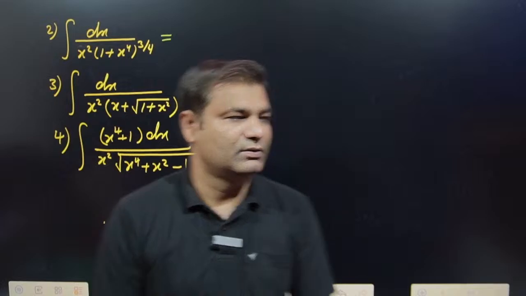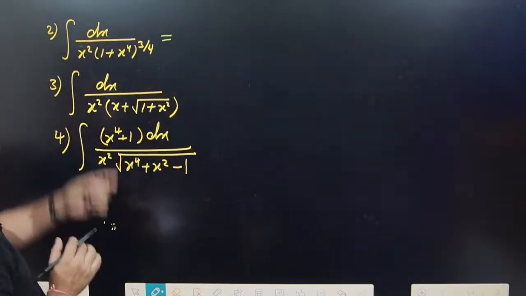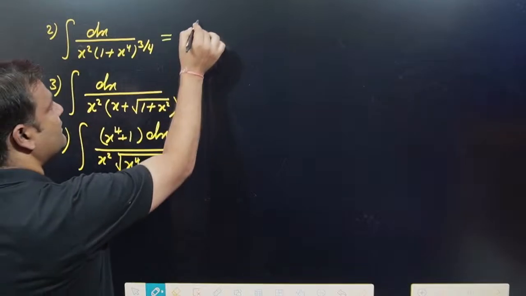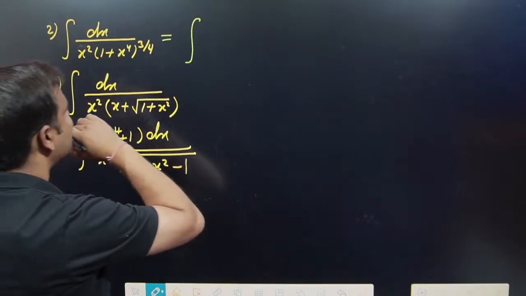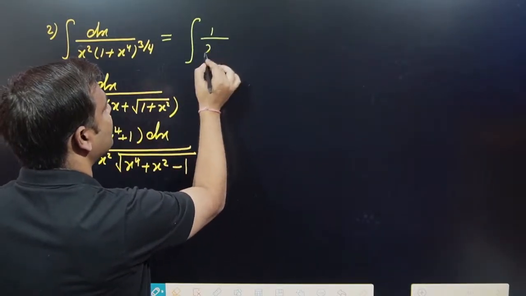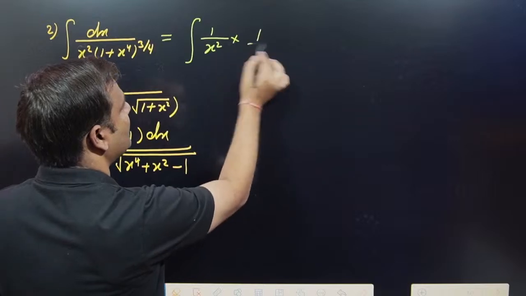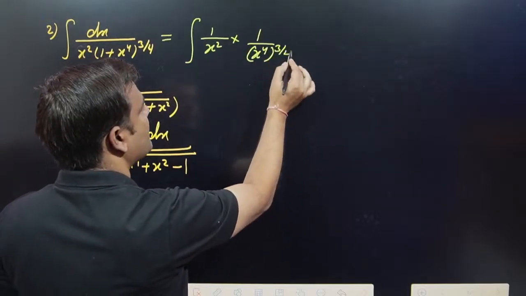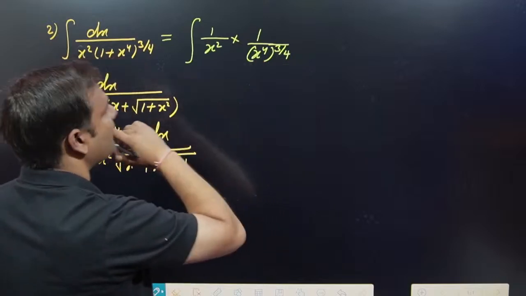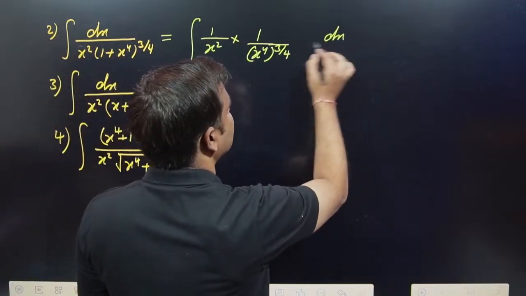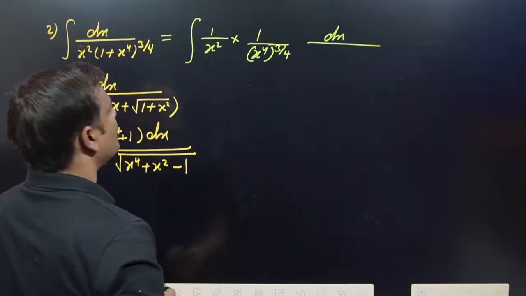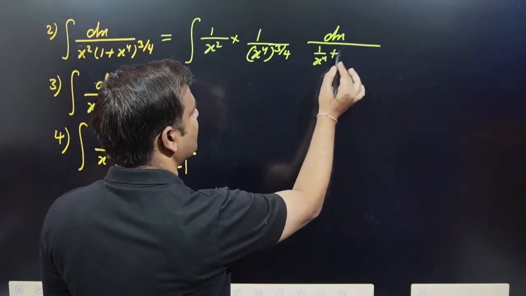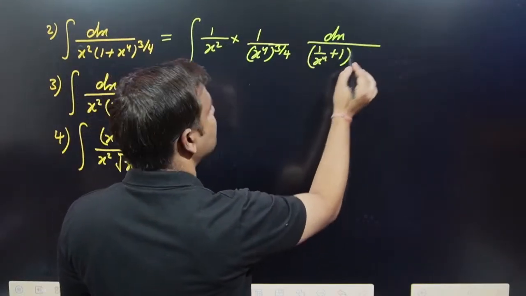Okay, look here. Here x square, here 1 plus x to power 4. If x to power 4 is common, so first written here x square into, if x to power 4 is common, that is to the power 3 by 4. Okay, and that one dx divided by 1 by x to power 4 plus 1 to the whole power 3 by 4.